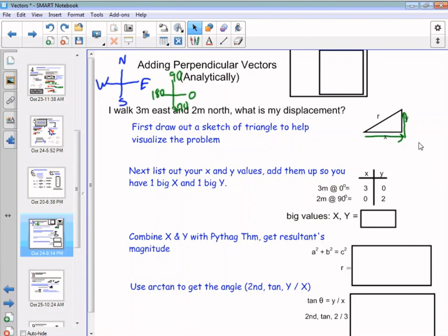My big values here, my big X and my big Y. Well, I'm going to add up all my little x's and get my big X. This one's easy to do. I'm hoping people realize that. What's 3 plus 0? What's 0 plus 2? 2. Awesome. There's my big X and my big Y.